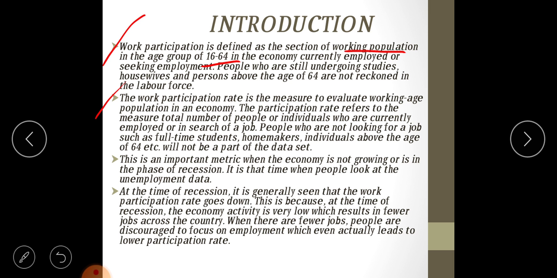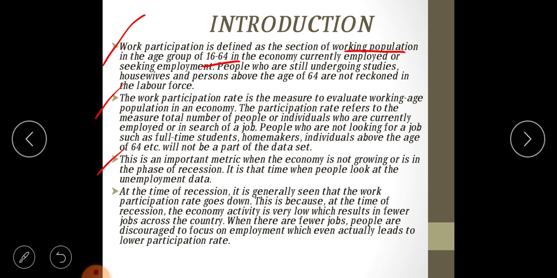People who are not looking for a job, such as full-time students, homemakers, individuals above the age of 64, etc., they will not come under this data set. Okay, only those will come under this data set who are already employed or who are in search of a job. This is an important metric when the economy is not growing or is in the phase of recession. It is that time when people look at the unemployment data. So this work participation rate will also help you to find out what the unemployment data is which is currently available in the nation.